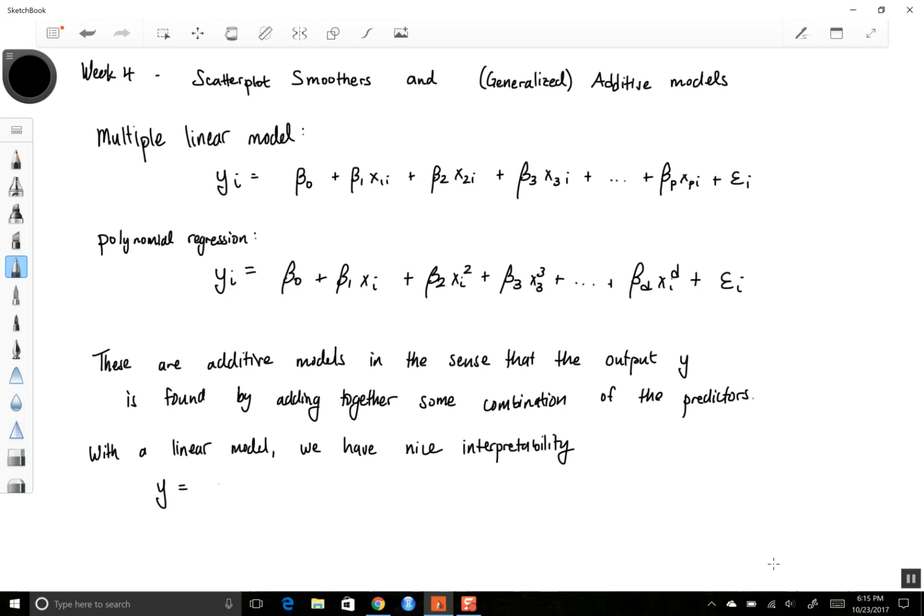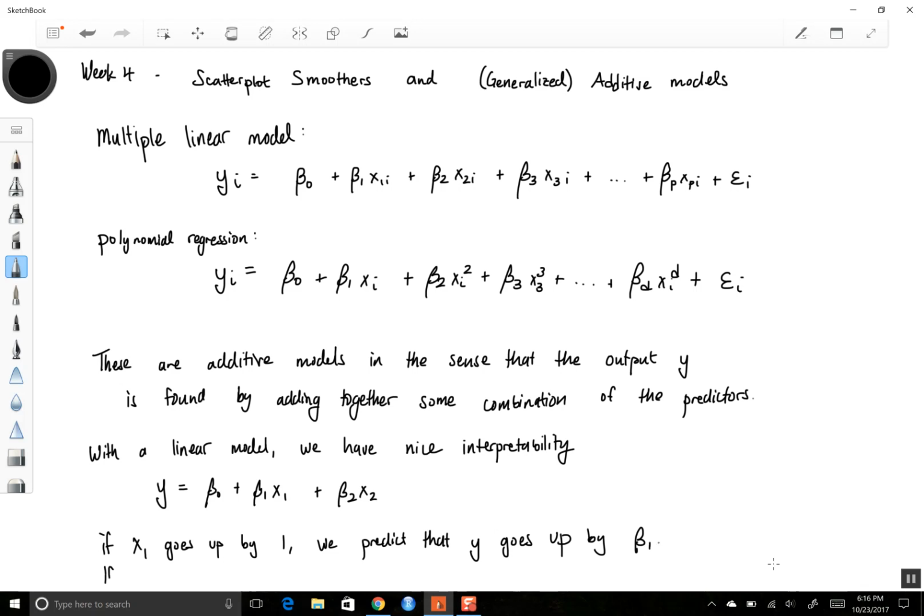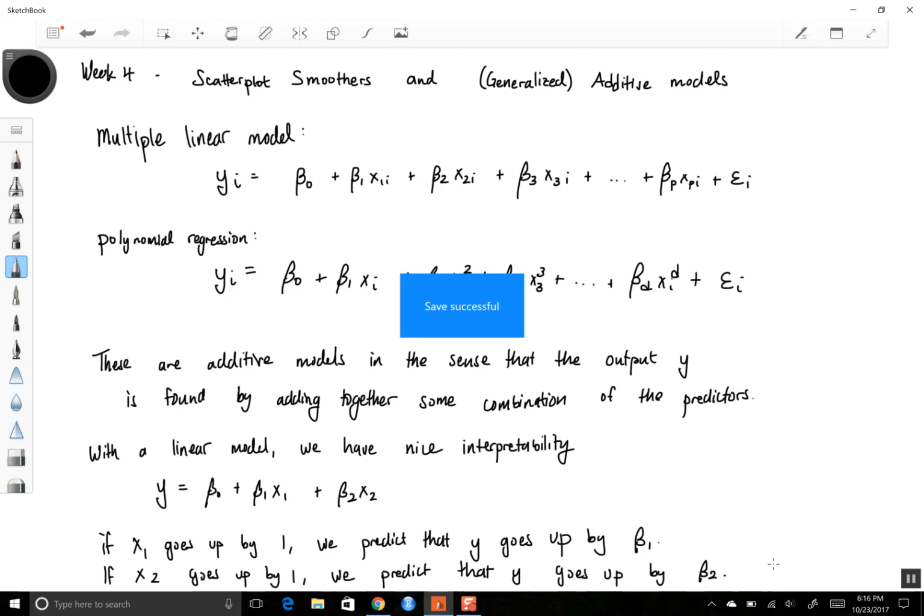Such that if y is equal to b0 plus b1 x1 plus b2 x2, you can say if x1 goes up by 1, we predict that y goes up by beta 1. Or if x2 goes up by 1, we predict that y goes up by beta 2, or changes by beta 2 if beta 2 is negative. So you have this very nice interpretability when you have linear models.